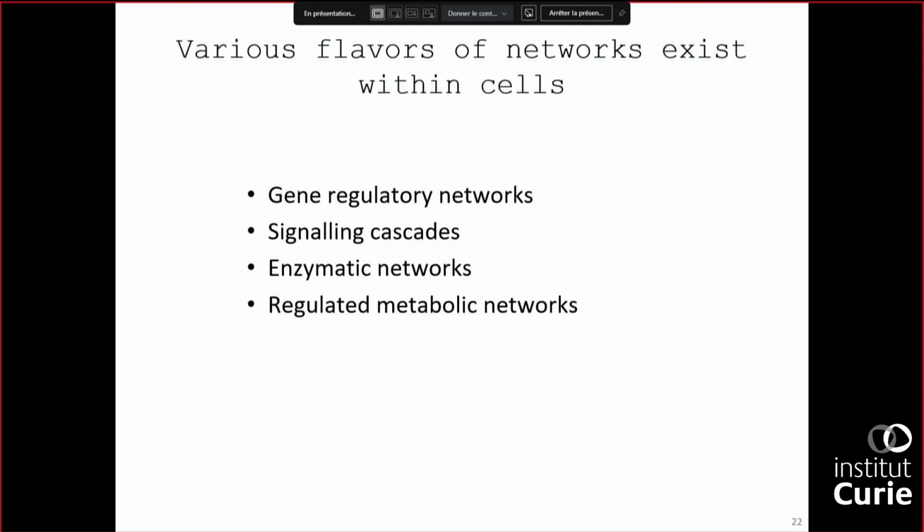So today we will mostly talk about gene regulatory networks because they are very important, obviously, for cells, and they have some nice characteristics for the purpose of building other networks.